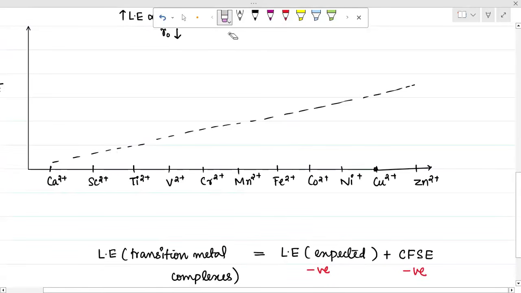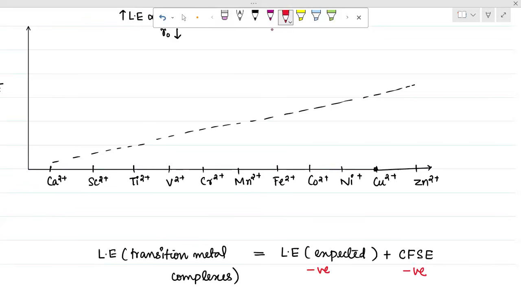The trend is not this linear. For example, scandium 2+, as you know, this is d0, this is d1, d2, d3, d4, d5, d6, d7, d8, d9, and d10. These are their configurations. Now, if I write their crystal field stabilization energies along, so this is 0.